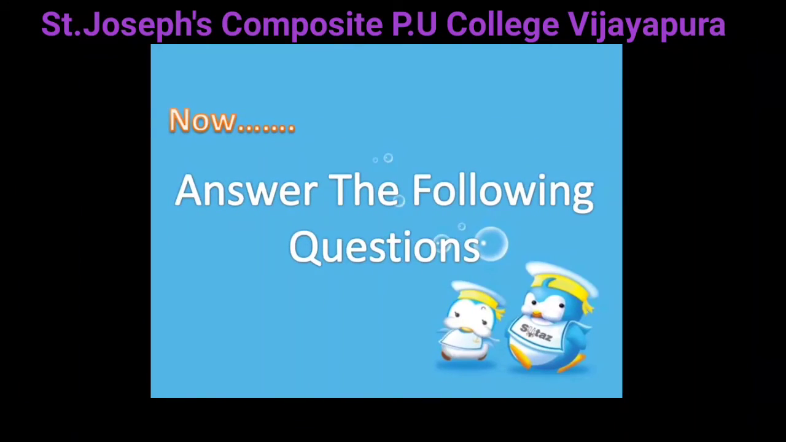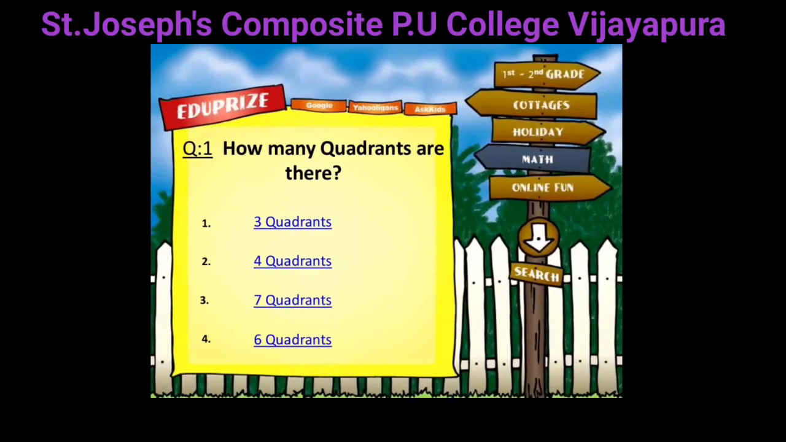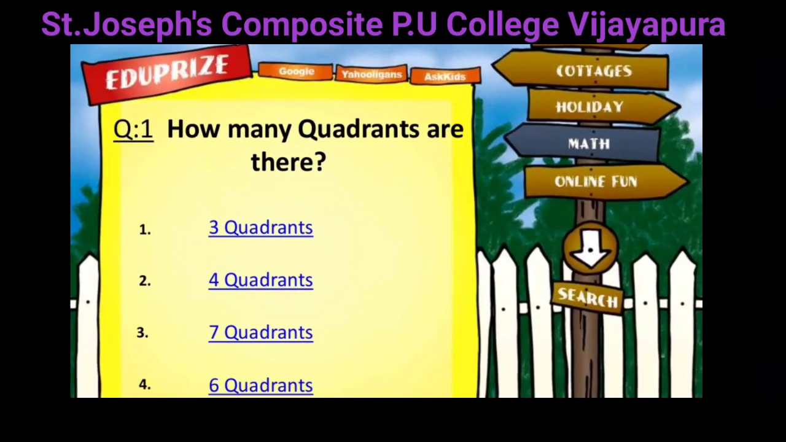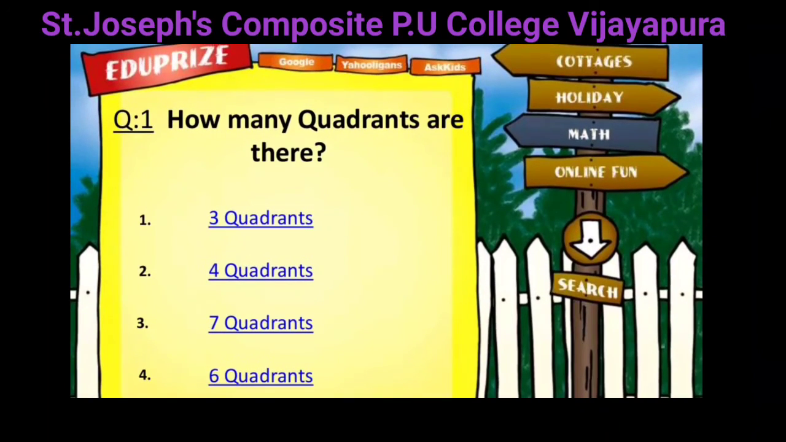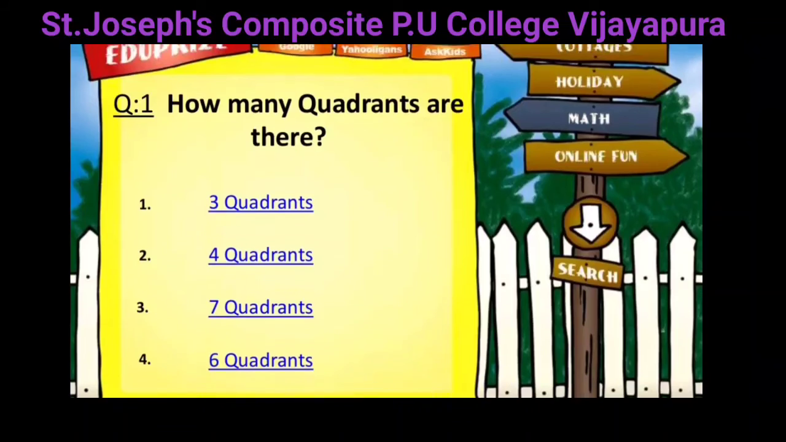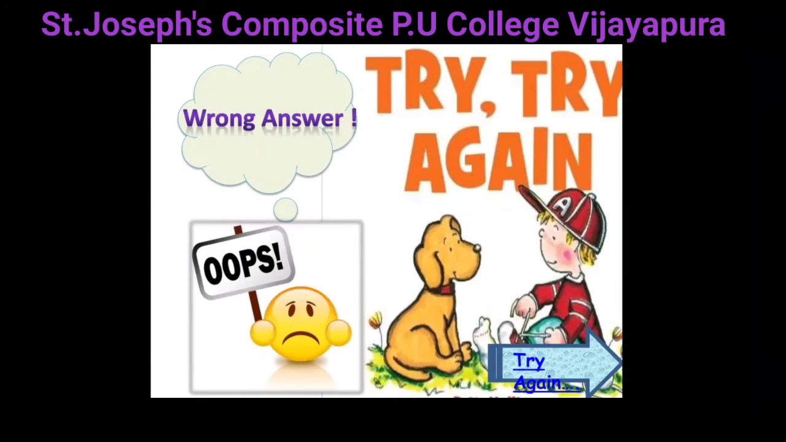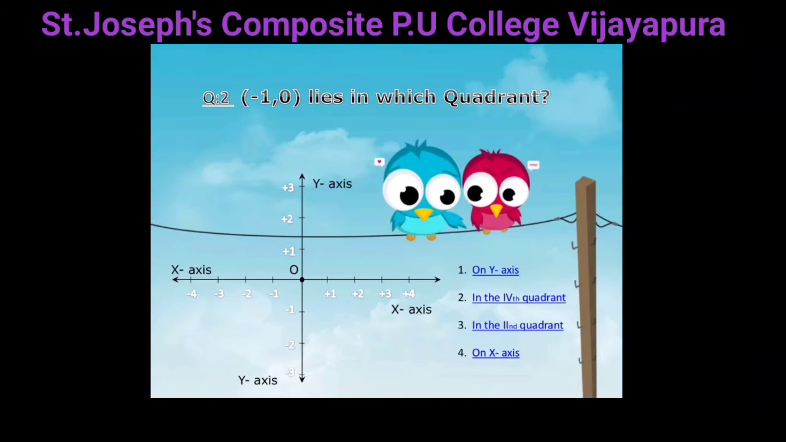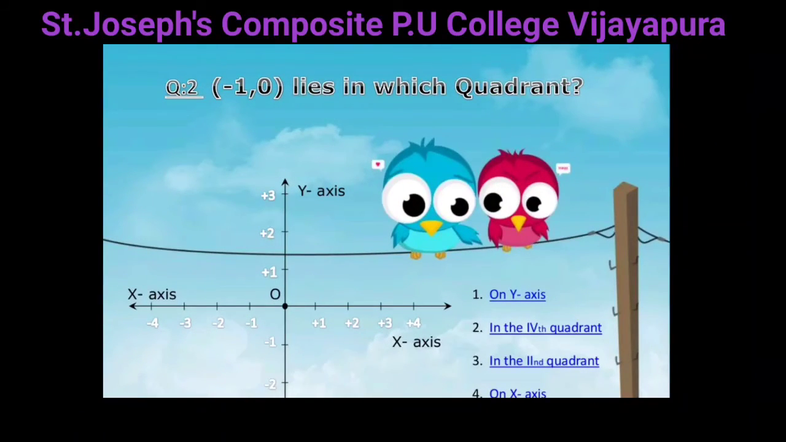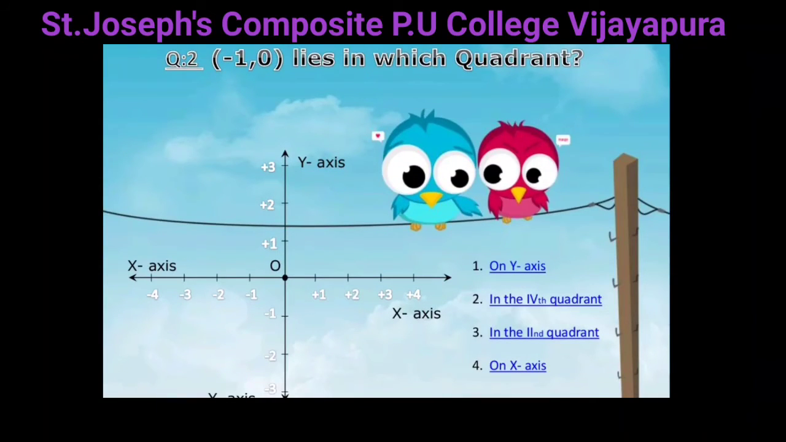Now answer the following questions. First question: how many quadrants are there? Already I told you. Yes, that is 4 quadrants. Well done if your answer is right. If you are wrong, try again. Second question: minus 1 comma 0 lies in which quadrant? See, x is negative and y is 0.